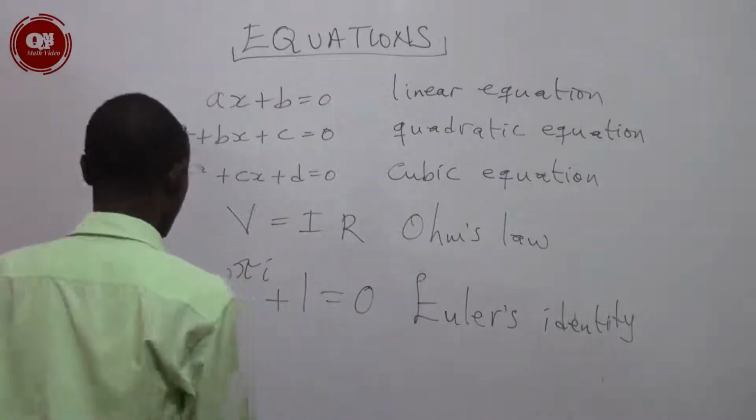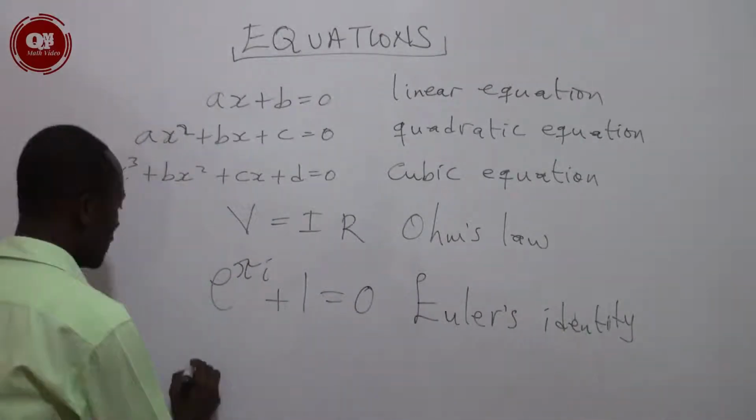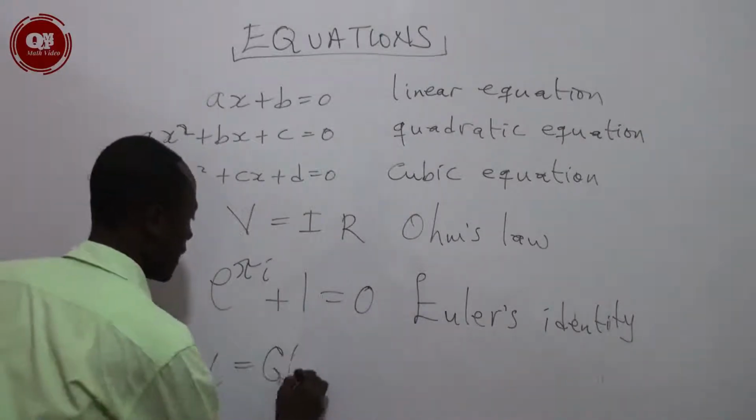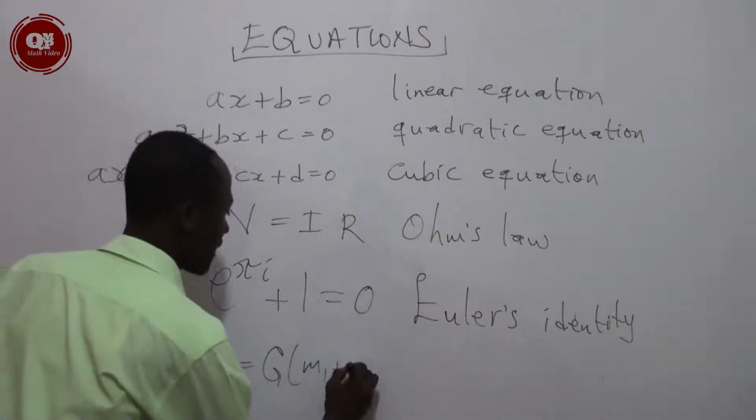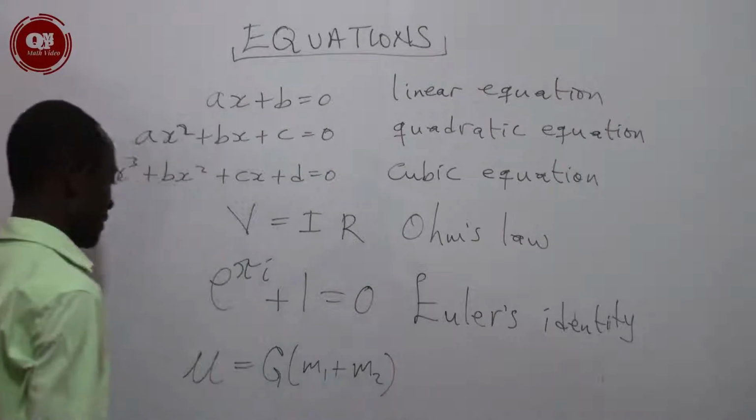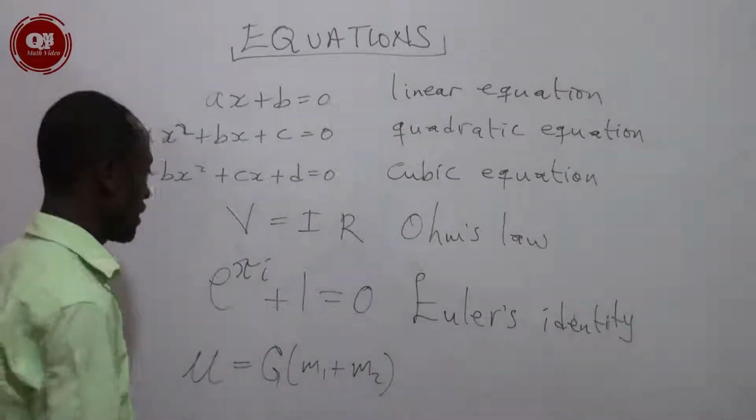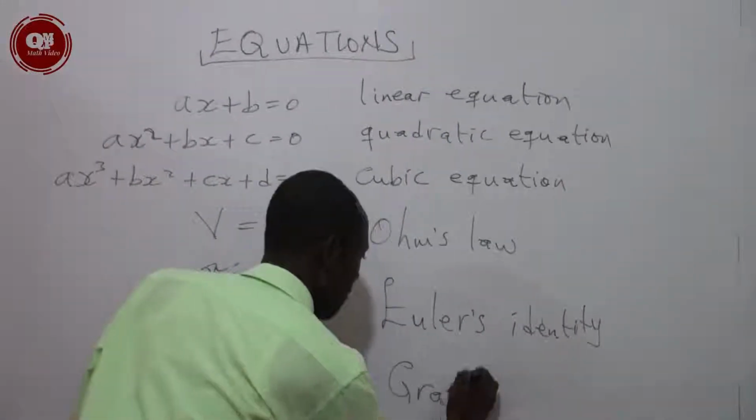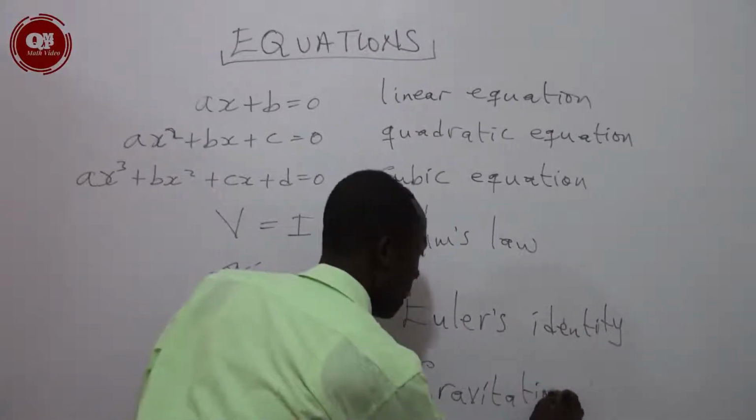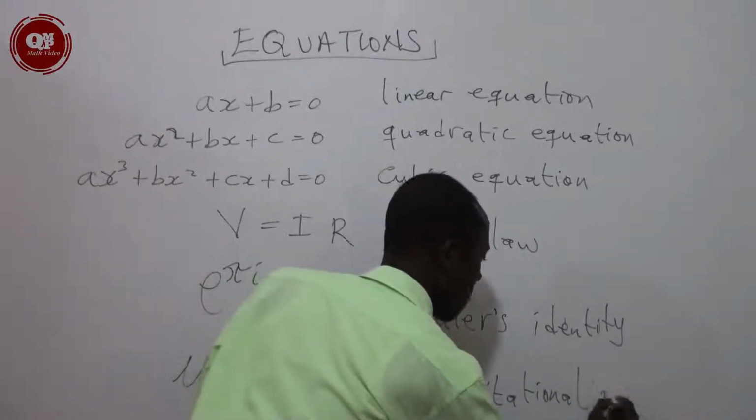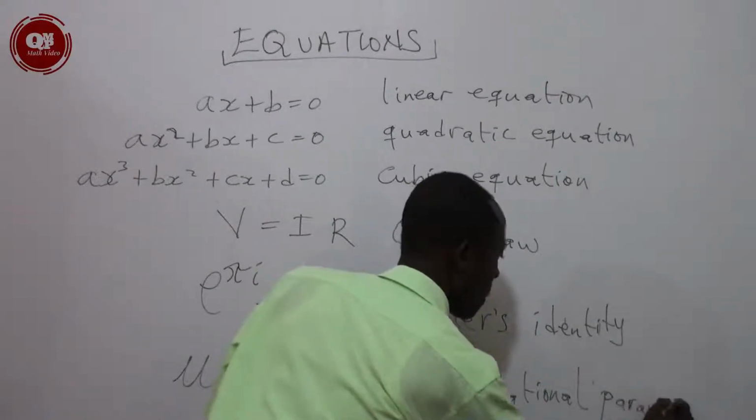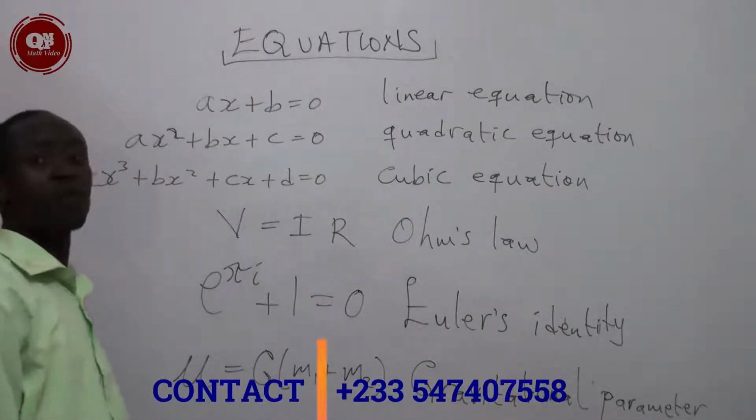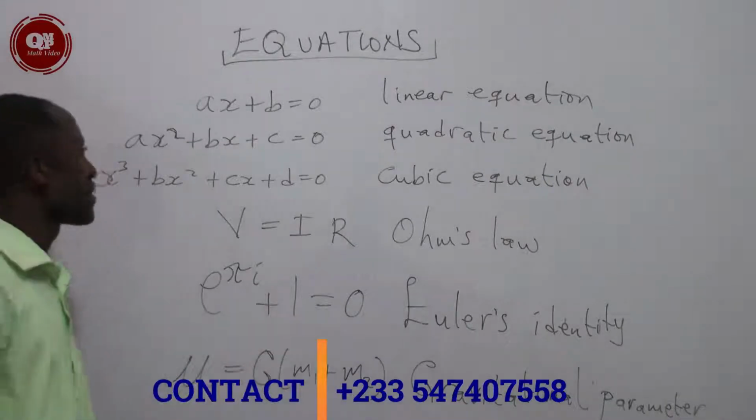And then the final one I'll take you through happens to be μ = G(M1 + M2). Yes. This is what we call the gravitational parameter. Okay, so these are some examples of forms of equations, standard equations that we have.